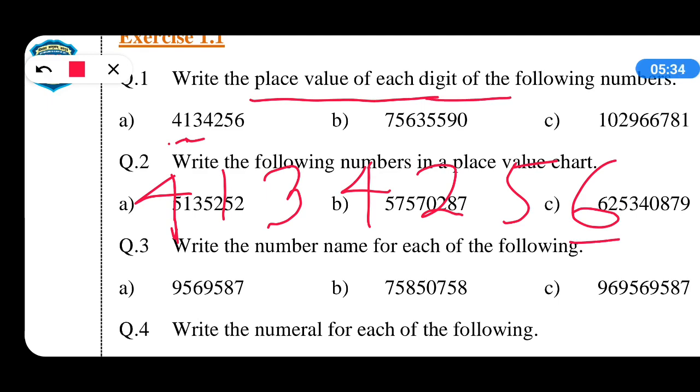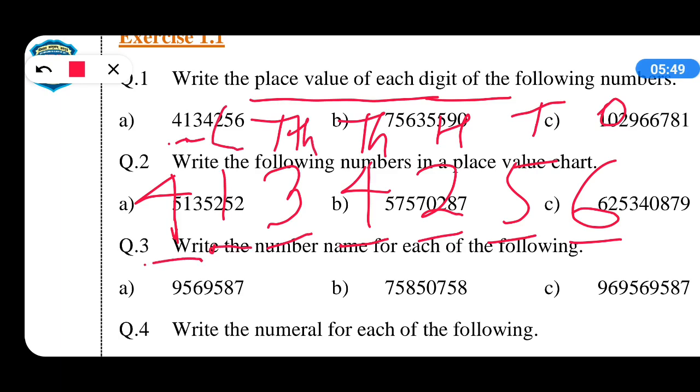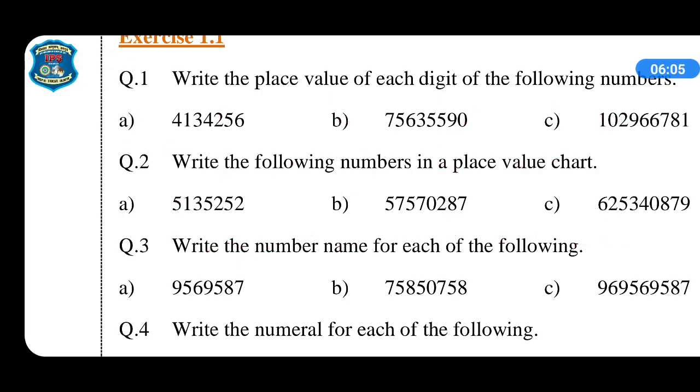So this is on ones place, this is tens, this is 100, this is 1000, this is 10,000, this is lakh, and 4 is on 10 lakh. Understood? Got it? So the place value of 4 is 10 lakh. The place value of 1 is 1 lakh. Now how will you write? You have to write in this way.